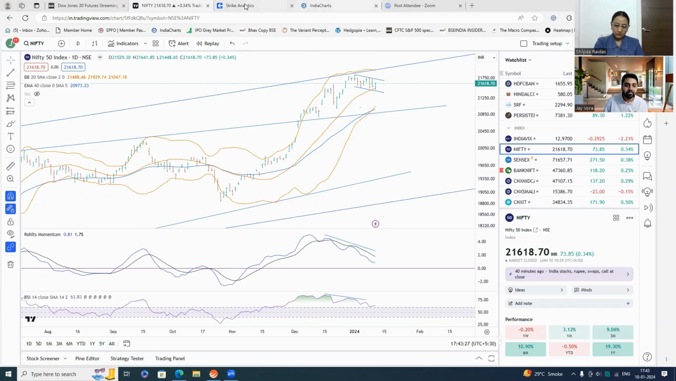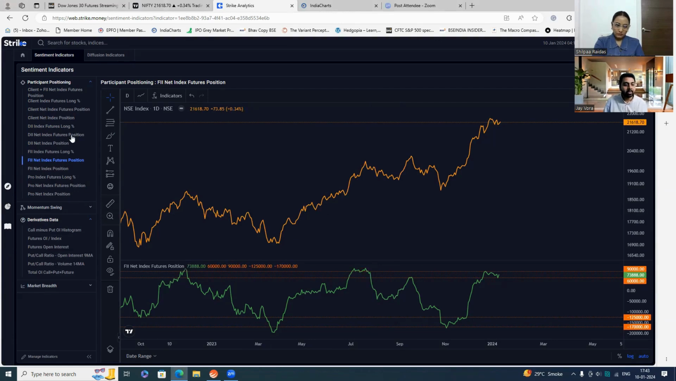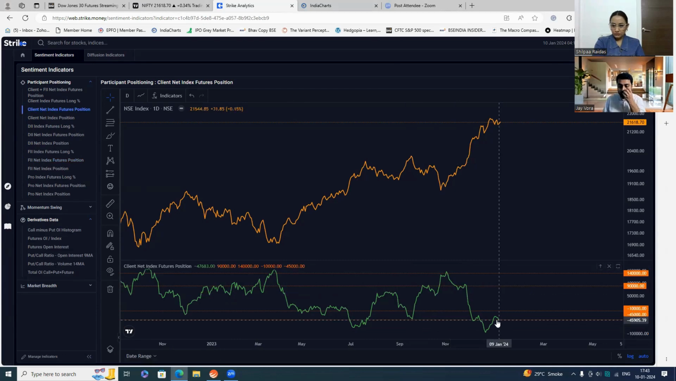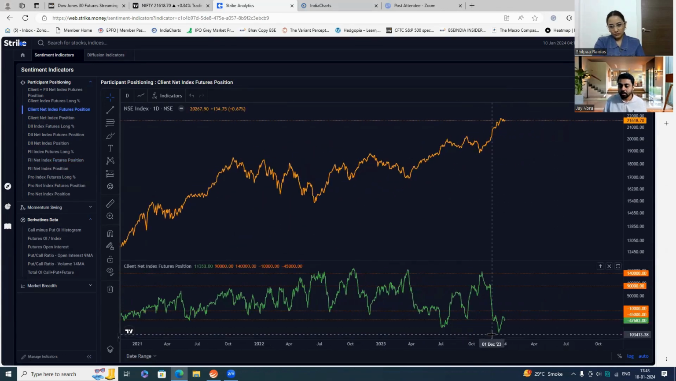So first was the FII positioning. And then apart from that, it was client positioning as well, where they were too short in the index. And typically, when we see clients' short positions getting below that second line, that's where usually the market top can occur, which you see over here. So that's where we are right now.